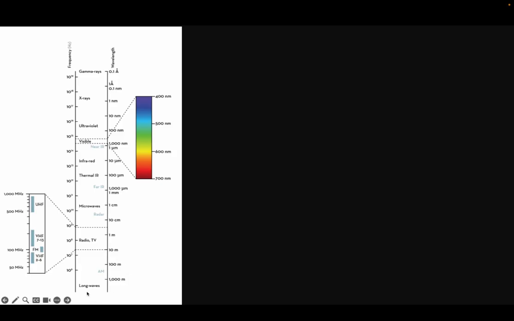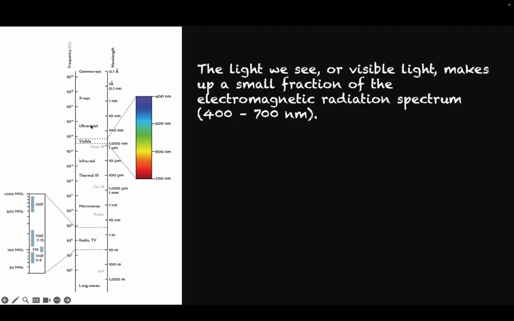So the very long wavelength radiation, you have radio waves. You have your long wave radio waves. You have radio and TV waves. You have microwaves, radar waves, infrared radiation. And then in your short wavelength, you have gamma rays, X-rays, and ultraviolet or UV rays.